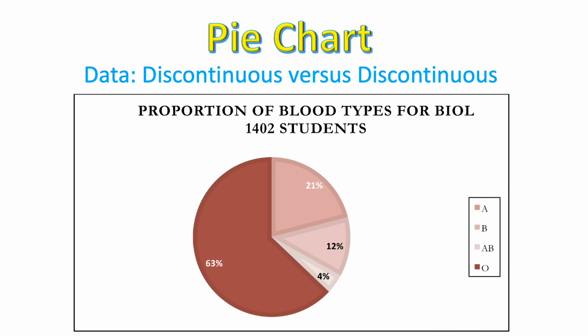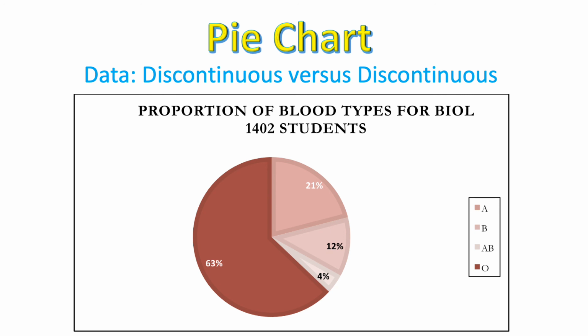The last graph example we're going to look at is the pie chart. So remember, a pie chart is going to be discontinuous versus discontinuous data. In this case, we are going to look at blood types. Pie charts are particularly handy in depicting percentages or proportions of a whole. For example, if you investigated the ABO blood type of all students in your biology class, you could represent your data in a pie chart.